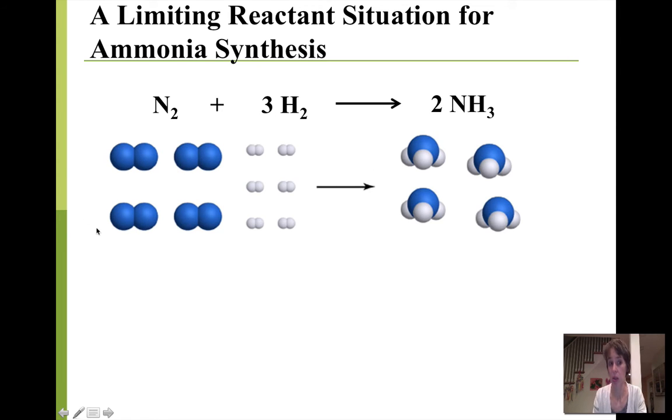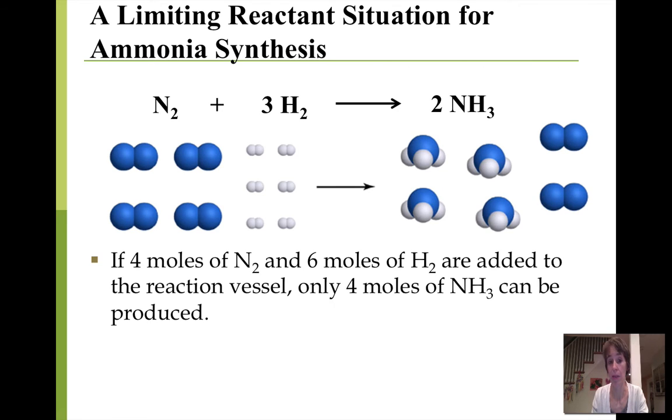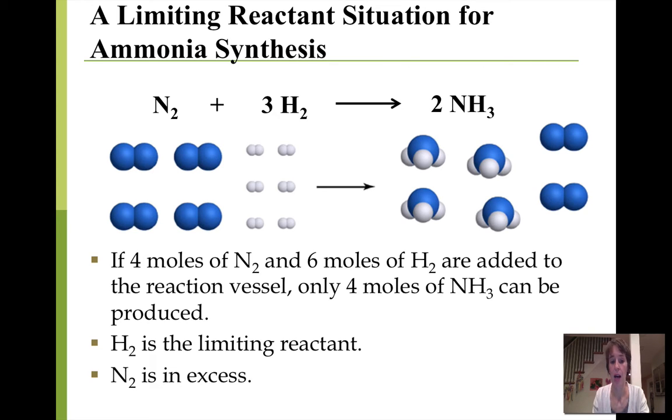I started out with a total of 8 nitrogen atoms in 4 diatomic molecules, and that means I still have some left over. So in this case, the hydrogen is my limiting reactant. Those 6 hydrogen molecules can really only make 4 ammonias. It kind of makes sense when you look at pictures of molecules.